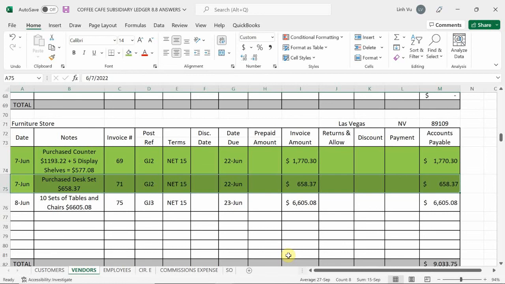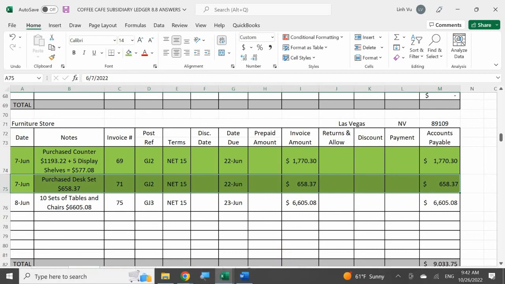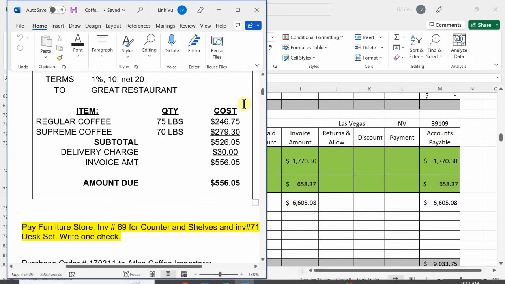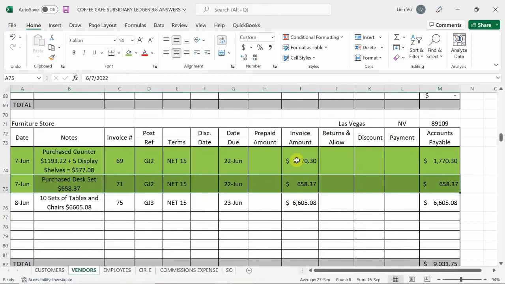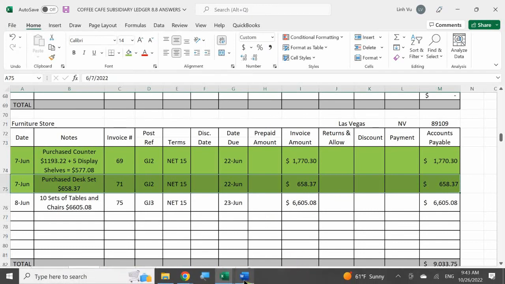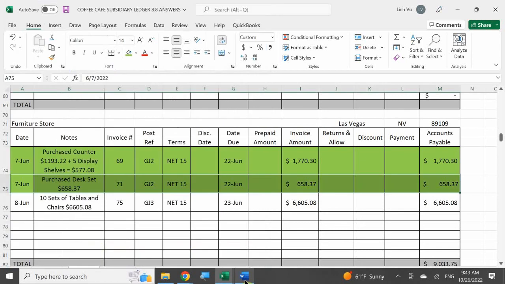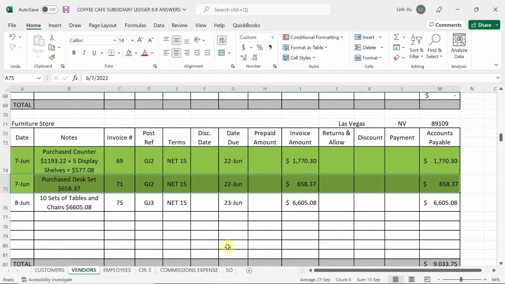Are we doing the counter? Which invoice did I say that we're paying? The desk set. Which invoice did I say I was going to pay? 69, which is the counter. Okay, and then what's the next one I'm paying? 71 for the desk set.